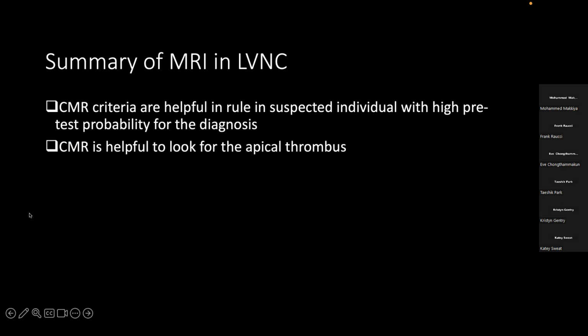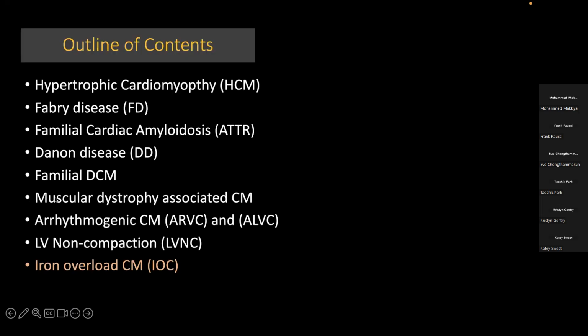So in LV non-compaction, the CMR feature is helpful in ruling in suspected individuals with high test probability for the diagnosis rather than excluding them. The CMR is helpful in detecting apical thrombus that can be present in those patients.